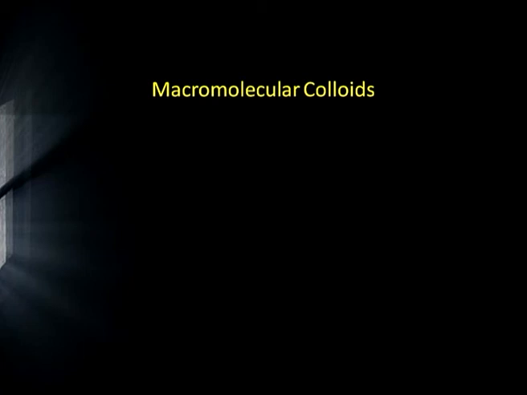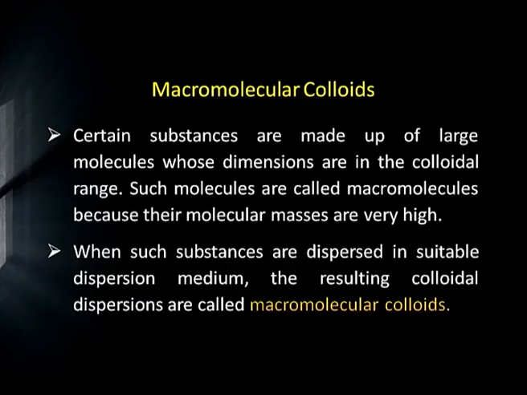Macromolecular colloids. We are familiar with the term macromolecules. Macromolecules means giant molecules where the molecular weights are very high, like proteins which are naturally occurring, rubber, a polyisoprene, again naturally occurring, or man-made polymers. All are giant molecules with large molecular weight. The dimensions of individual molecules are so large that they reach the colloidal dimensions, and hence they are called macromolecular colloids. So, when they occur in nature or when they are dispersed in a dispersion medium, the resulting colloidal dispersion is called a macromolecular colloid.